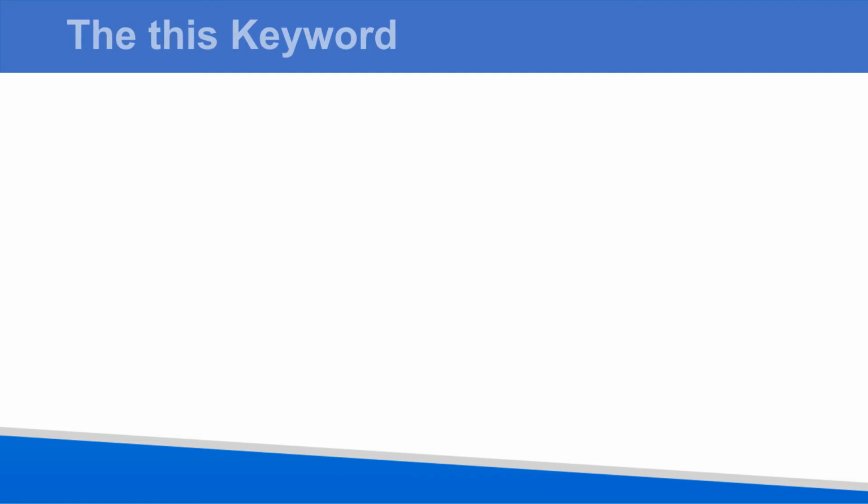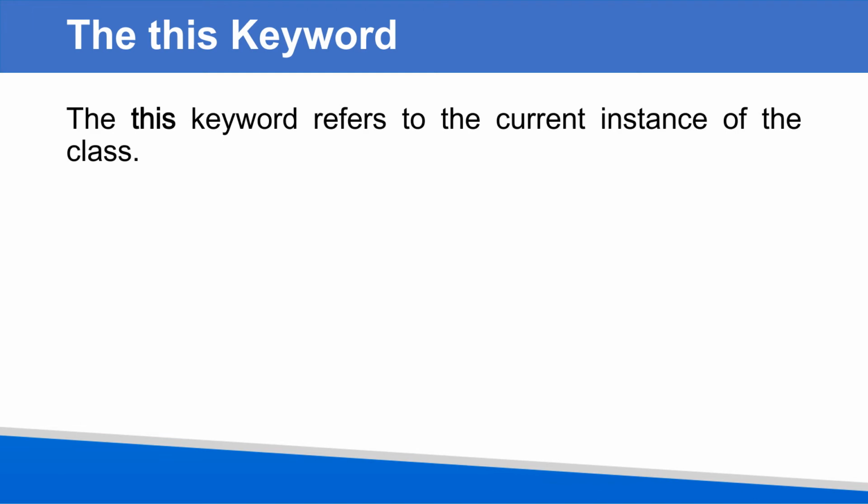And the output of this is E1001. Next, the this keyword. The this keyword refers to the current instance of the class.